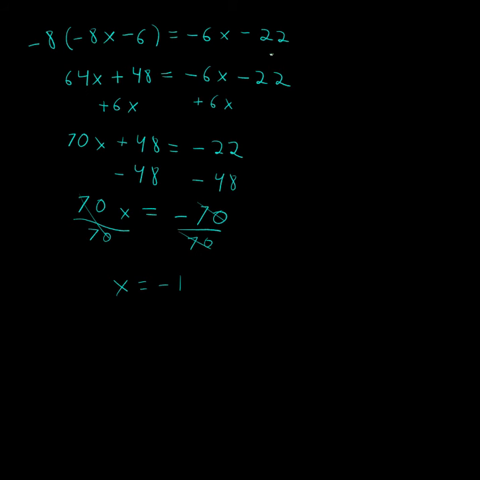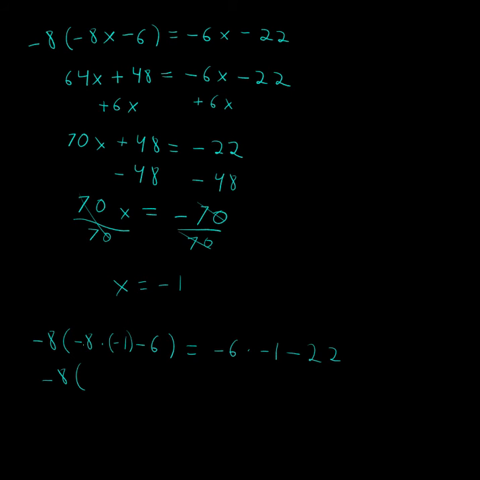For these larger equations, I think sometimes it's nice to go through and check yourself. So let's go back through and rewrite everything, plugging in x equals negative 1. So negative 8 times (negative 8 times negative 1 minus 6) equals negative 6 times negative 1 minus 22. This time I'm going to keep my parentheses in, probably to make sure it's obvious what's going on.